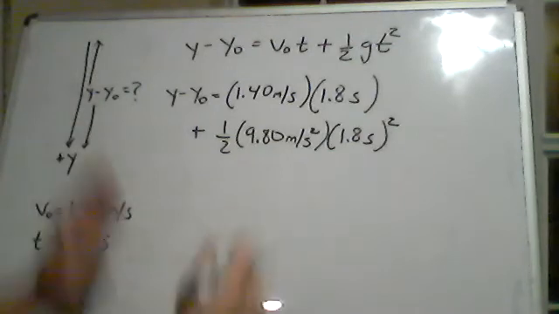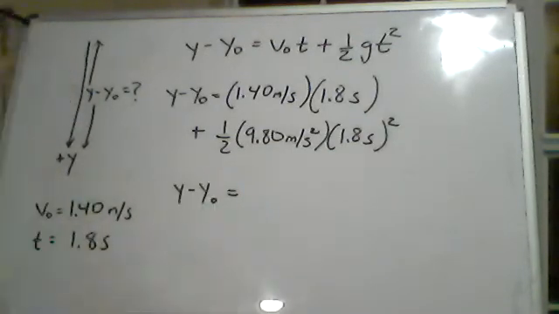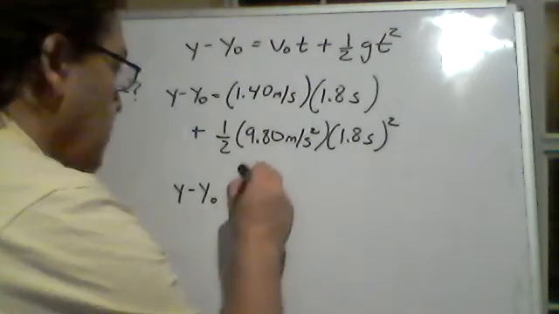If I do all of this, I will find out that the helicopter has a displacement, the displacement of the life preserver being dropped, or how high the helicopter is above the water, basically it ends up being the same thing. We find out that's going to be 18.4 meters.